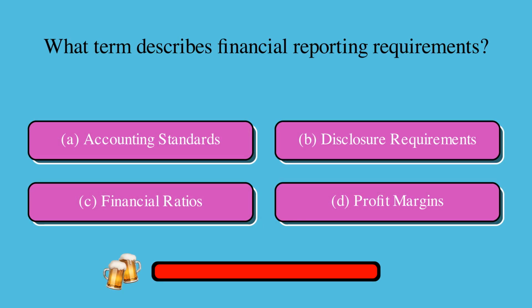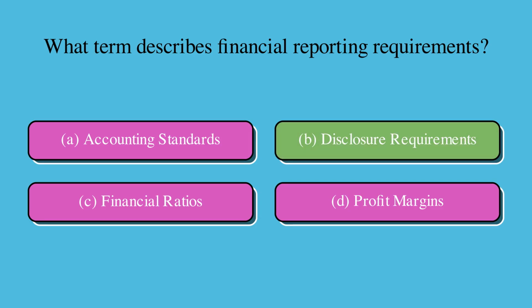What term describes financial reporting requirements? Is it A, accounting standards, B, disclosure requirements, C, financial ratios, or D, profit margins? The correct answer is B, disclosure requirements.